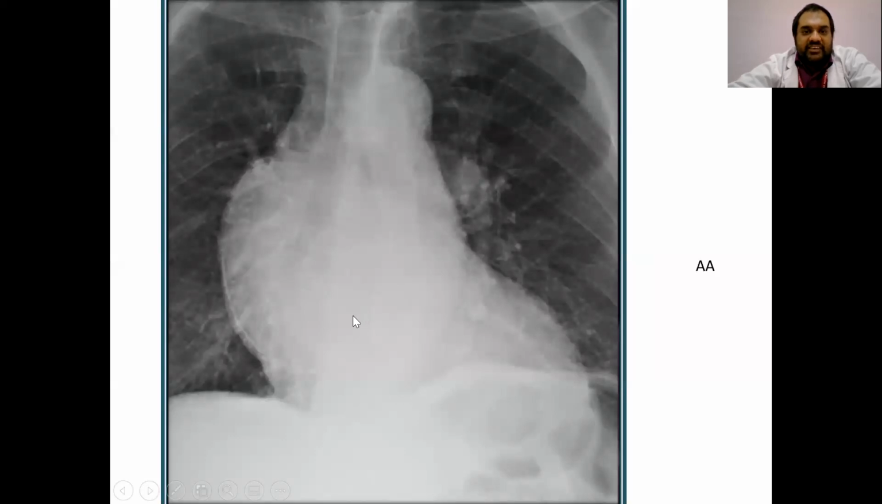This is a frontal chest radiograph showing the dilated ascending aorta, and there is a calcified ascending aorta, and the rest of the aortic margins are normal. And this is showing the aortic aneurysm.